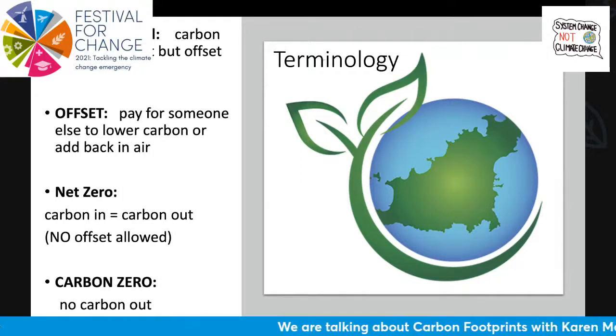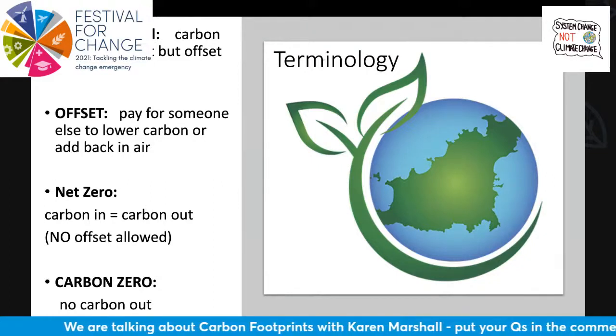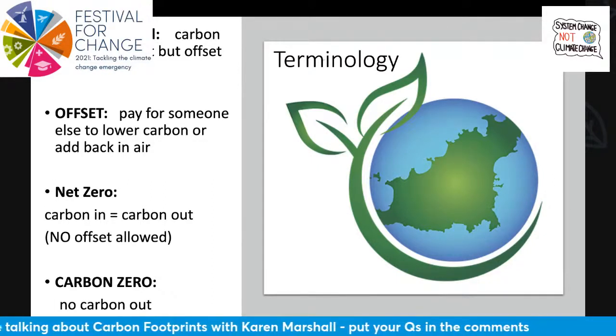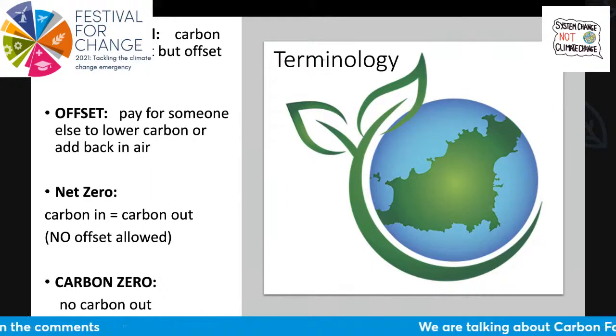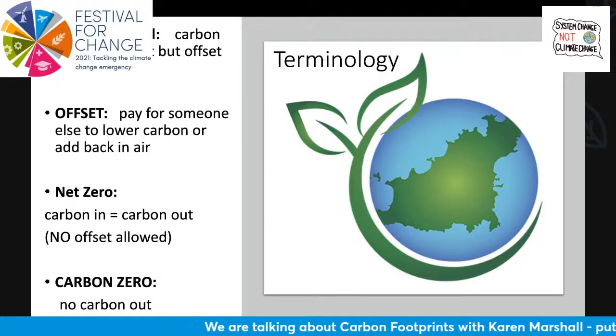So not the greatest one. Net zero is better because, again, carbon in equals carbon out, but no offset is allowed. So it will force you to change your lifestyle in order to reduce your emissions. And carbon zero is a gold standard, but very hard to do in today's modern developed society, because that's giving out no carbon at all.